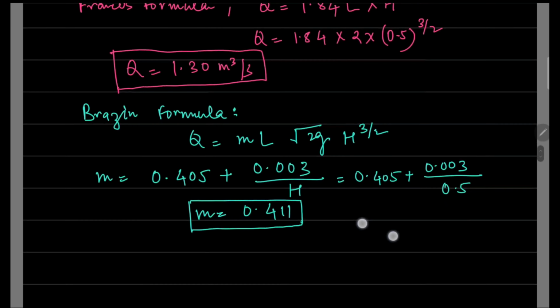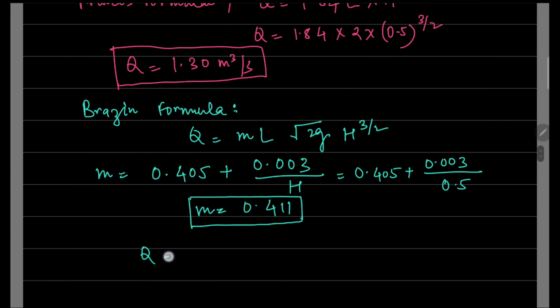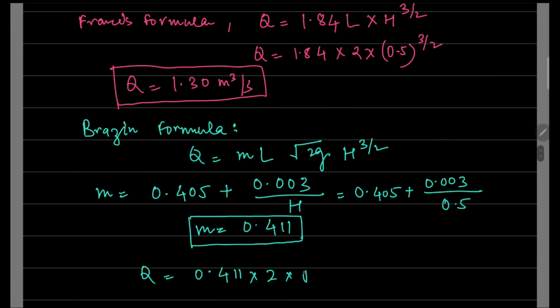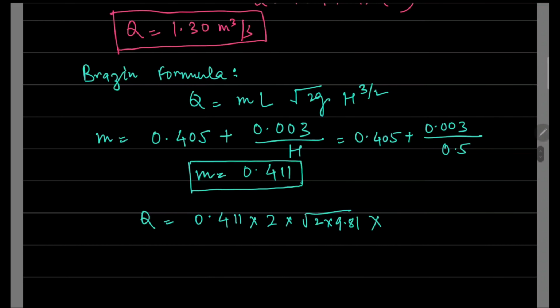Now we will figure out this Q value. So Q is equal to 0.411 into L, which is 2 meter, and then under root 2 multiplied by 9.81 multiplied by 0.5 raised to the power 3 by 2. So Q will come out to be 1.287 meter cube per second.